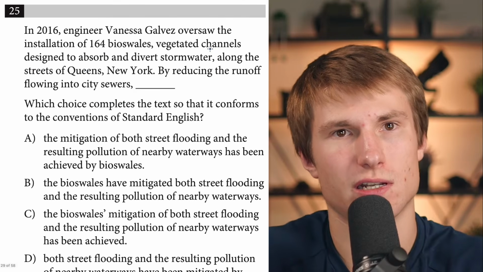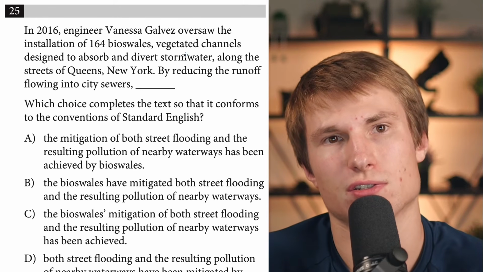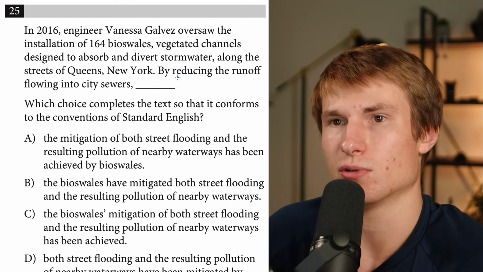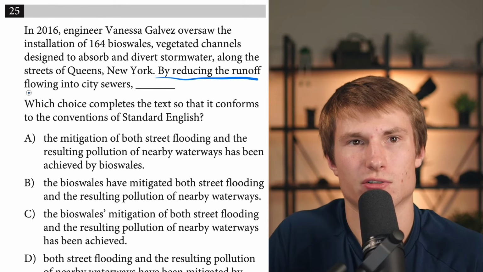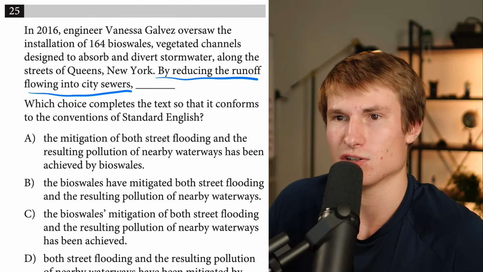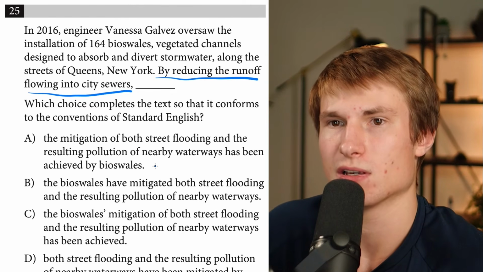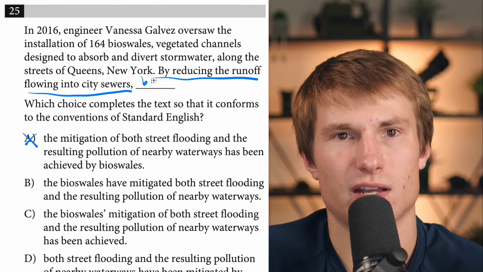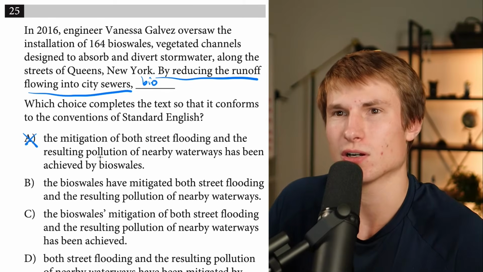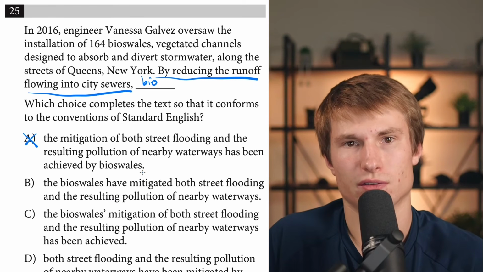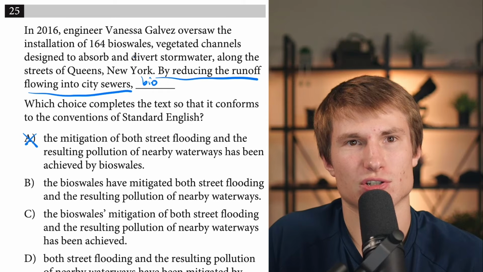Question 25. In 2016, engineer Vanessa Galvez oversaw the installation of 164 bioswales, vegetated channels designed to absorb and divert stormwater along the streets of Queens, New York, by reducing runoff flowing into city sewers. So this is going to be an introductory modifier, so it needs to modify the correct thing. By reducing the runoff flowing into city sewers, the mitigation of both street flooding and the resulting pollution of nearby waterways has been achieved by bioswales. Bioswales is the subject that's being modified here. So that should be what comes after. So we've got option B: The bioswales have mitigated both street flooding and the resulting pollution of nearby waterways. Let's quickly make sure that we do have the correct subject.